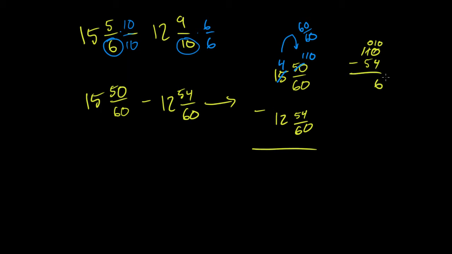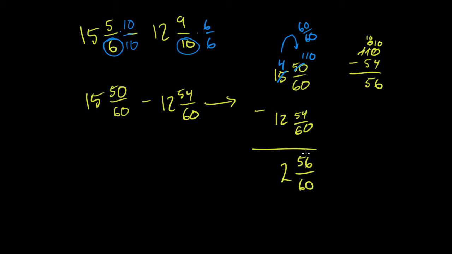10 minus 4 is 6. I have to borrow again to do the next subtraction. 10 minus 5 is 5. Okay, and 110 take away 54 is 56, and I think that makes sense because 50 plus 50 would be 100, and 4 and 6 would make the 10 more that I need. So 110 minus 54 is 56 60ths. And now I had 14 after I borrowed, so 14 minus 12 is 2.